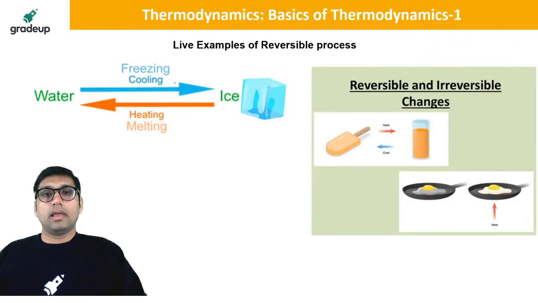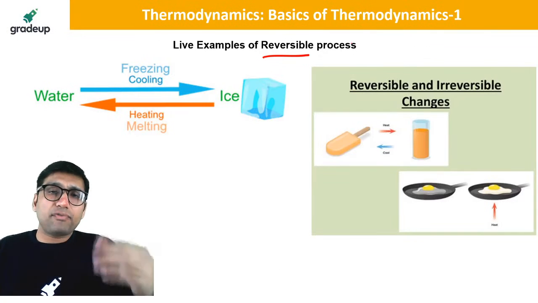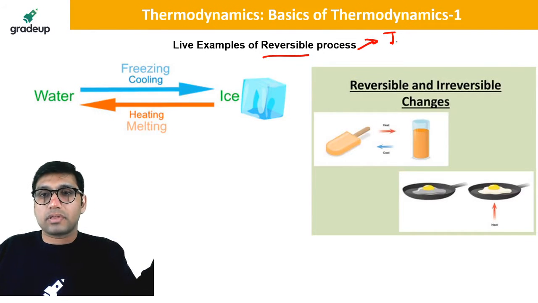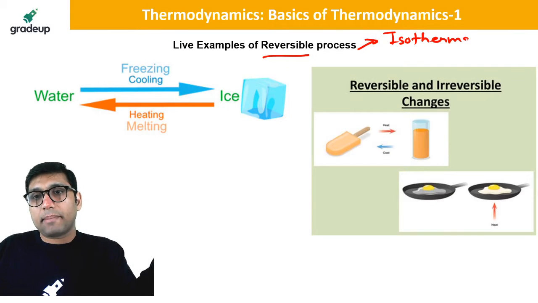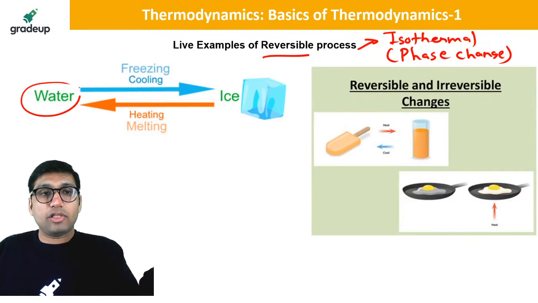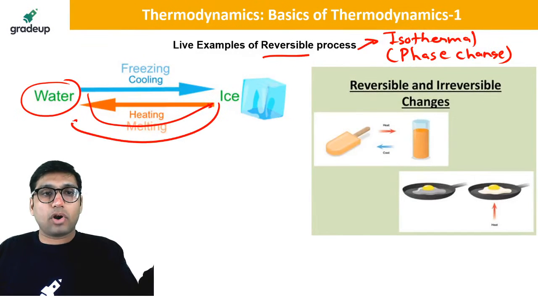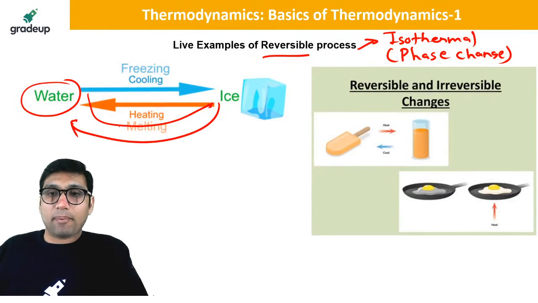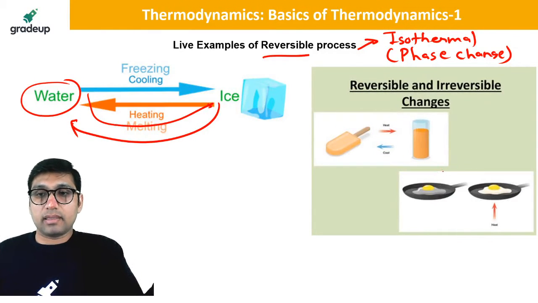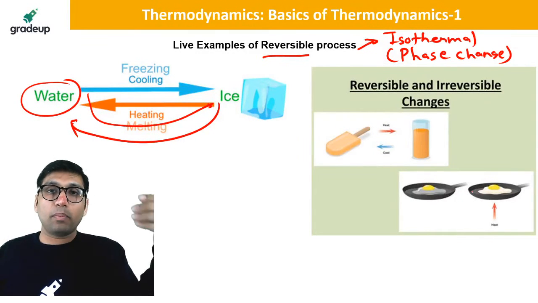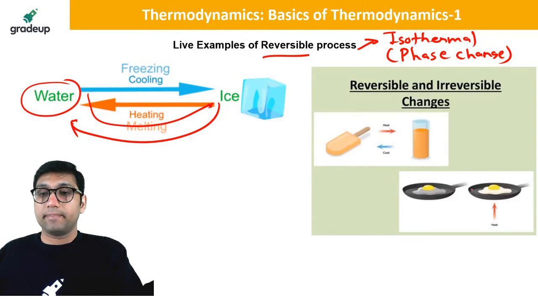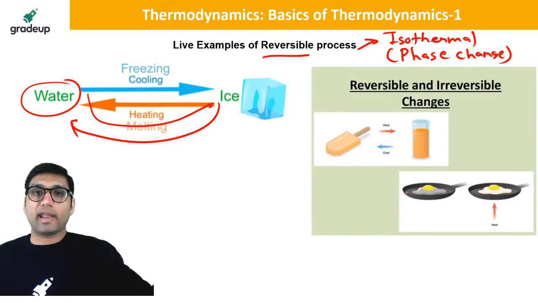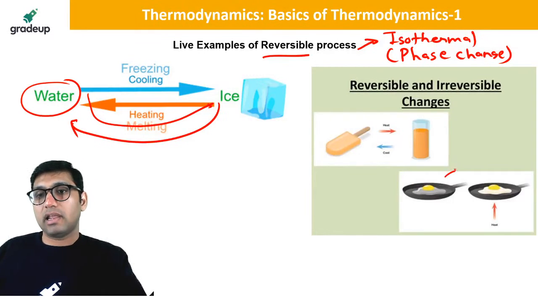Examples of reversible processes: there are very few reversible processes, and one of the famous ones is the isothermal process. Isothermal process is a reversible process which takes place under phase change. A phase change process will be a reversible process, for example, change of phase from water to ice or from ice to water. That can be possible. But if you see the example of an egg, if you make an omelette out of an egg, it cannot be changed back into an egg. An omelette cannot be changed back into an egg. That will be an irreversible process. That is a simple example.